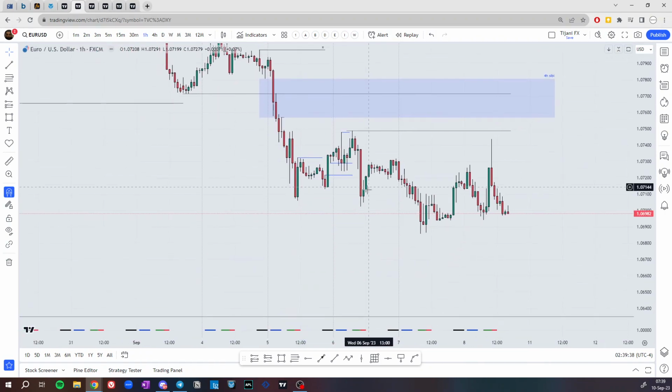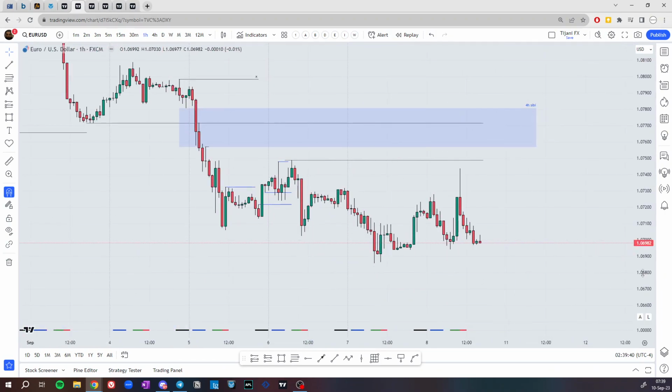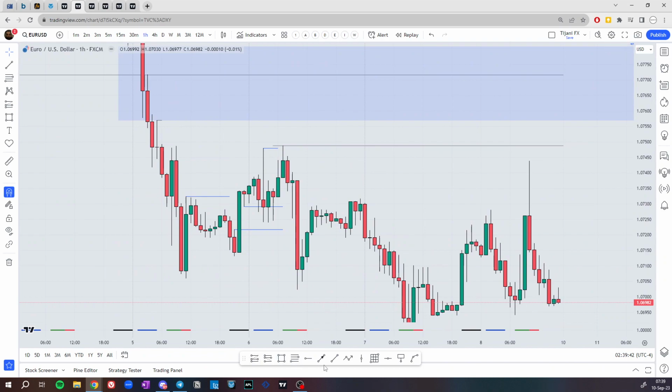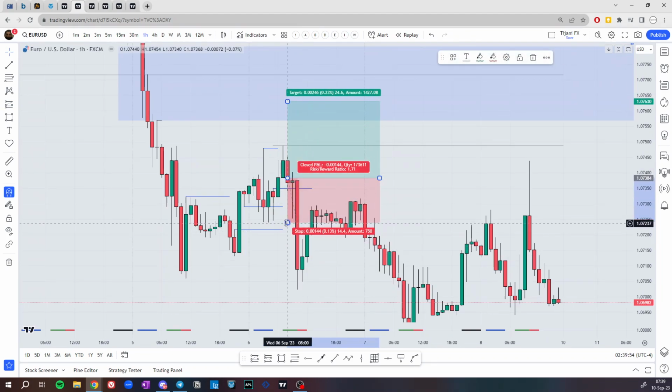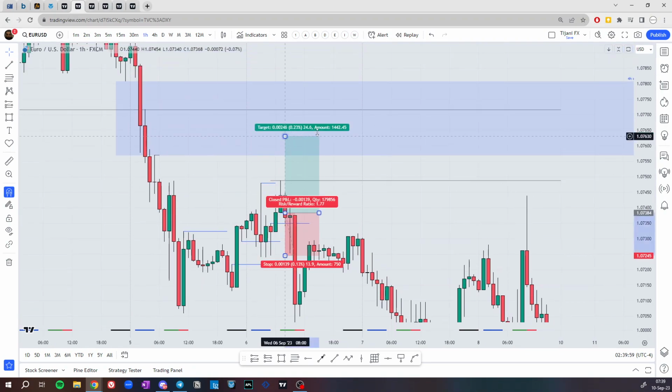Right? So I look for a buy entry here at this fair value gap, this 1 hour fair value gap. The stop loss below this low here and targeting this fair value gap 122.